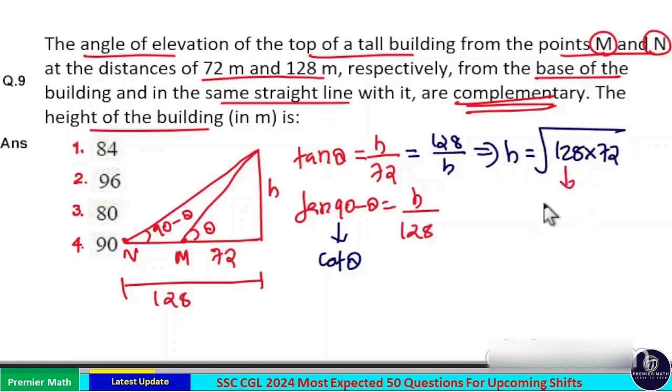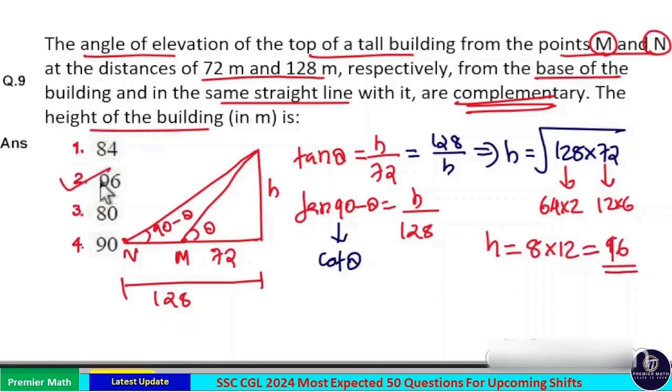Now 128 is equal to 64 into 2 and 72 is equal to 12 into 6. So h from this is equal to root 64 is equal to 8 and this is 6 into 2, 12. So root of 12 square is equal to 12. 8 into 12 is equal to 96. So option 2 is your answer.